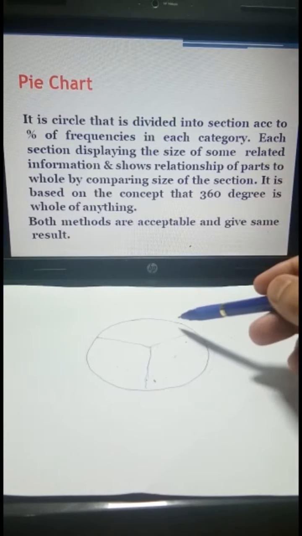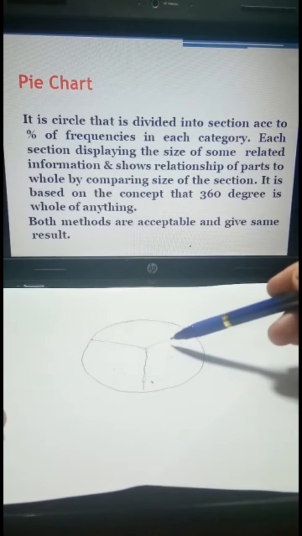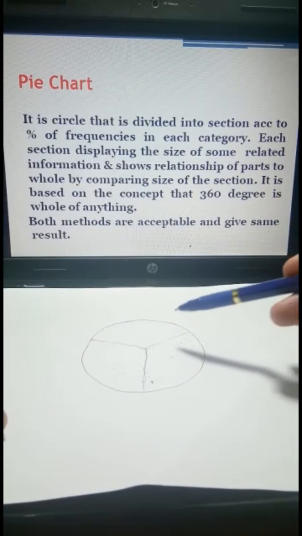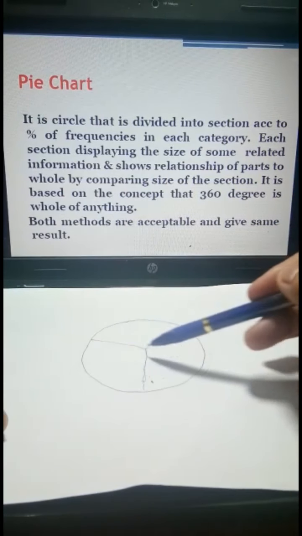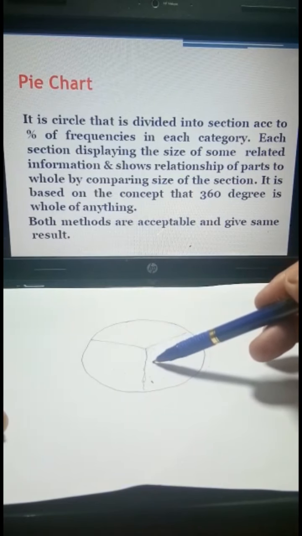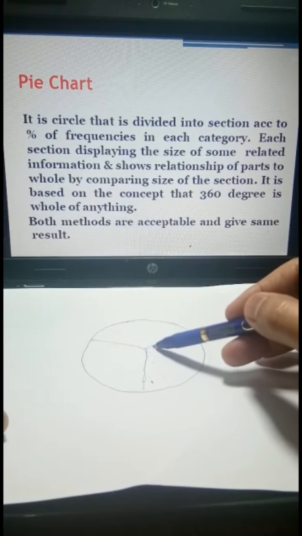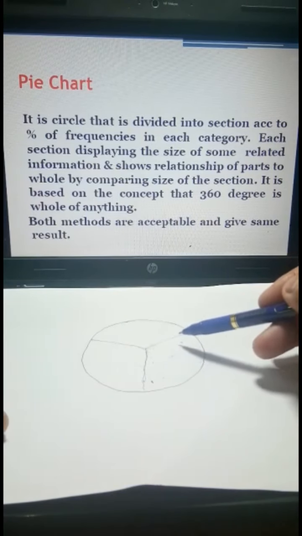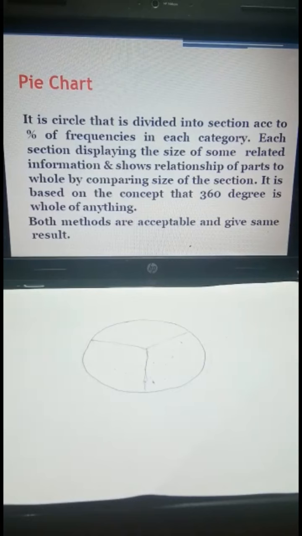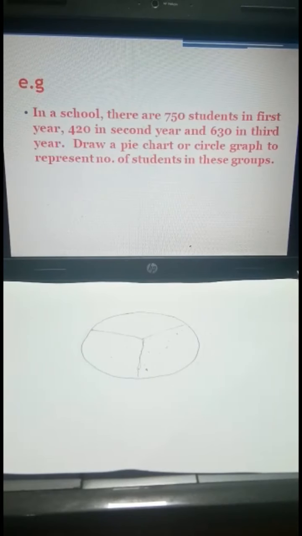As you know, the whole of the circle is equal to 360 degrees, and this 360 degrees is divided into various sections, and each section displays some information. We can display the information in the form of angles or in the form of percentages. Both methods are acceptable and give the same results. Now next is how to draw the pie chart. For that I am going to take an example.